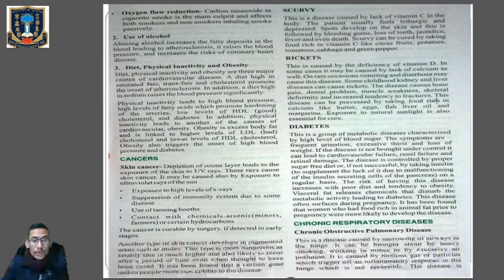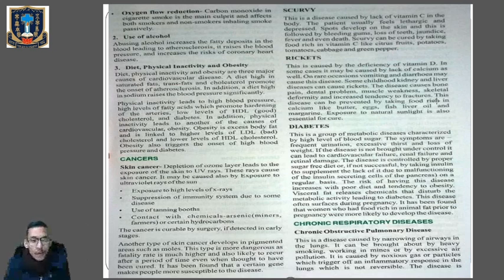Oxygen flow reduction: carbon monoxide in the cigarettes we smoke is the main culprit, and it affects both smokers and non-smokers inhaling the smoke passively. That means if we are sitting close to those who smoke continuously, we, the non-smokers, also suffer from the smoke because we are passive smokers. So it is better to stay away from individuals who are chain smokers.